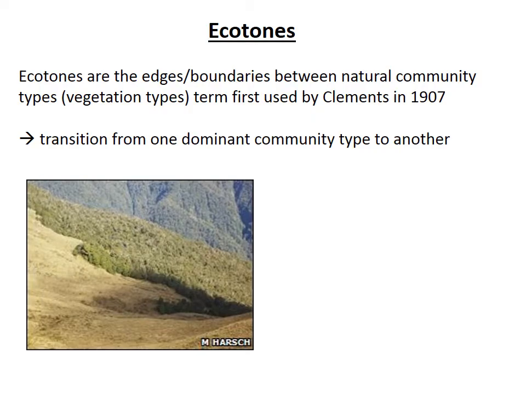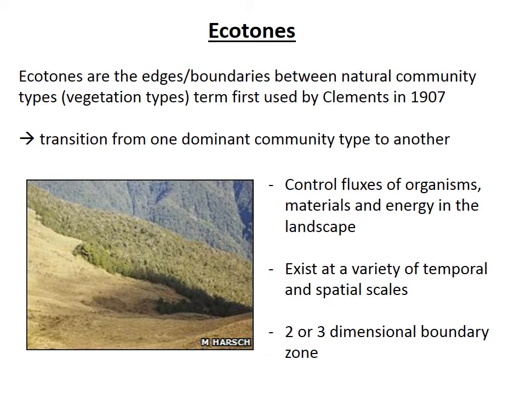So ecotones are the edges or boundaries between natural communities or vegetation types, and this dates back to the early 1900s. So there's a transition from one dominant community type to another. This controls where wildlife species go, where materials go, seeds, leaves, nutrients, and so on. And it exists at a variety of temporal and spatial scales, as you'll see as we get through the rest of the lecture.